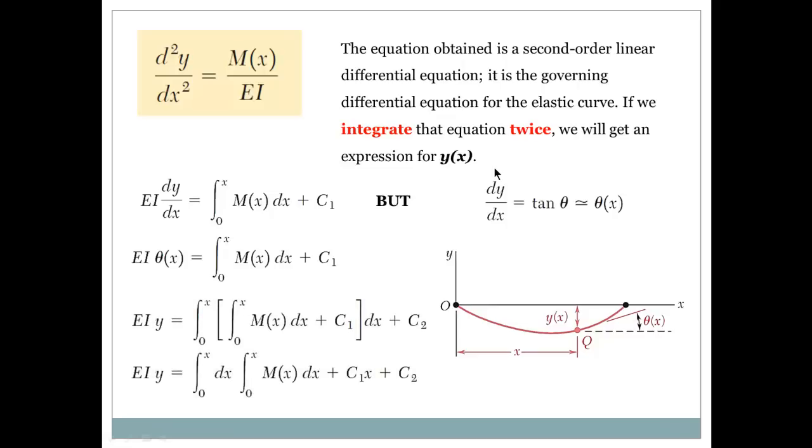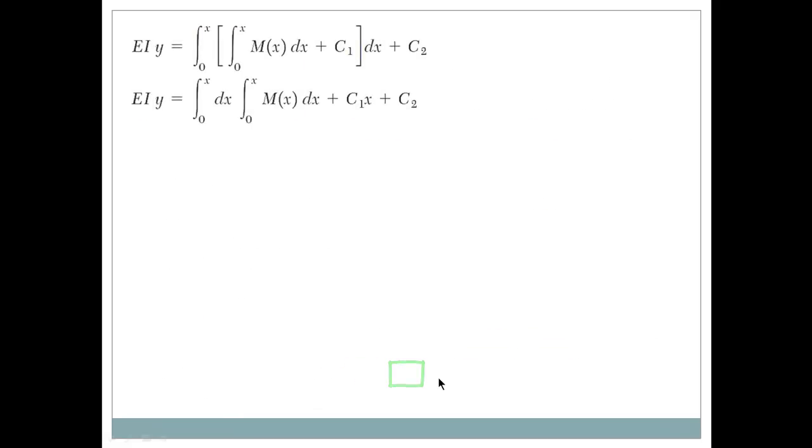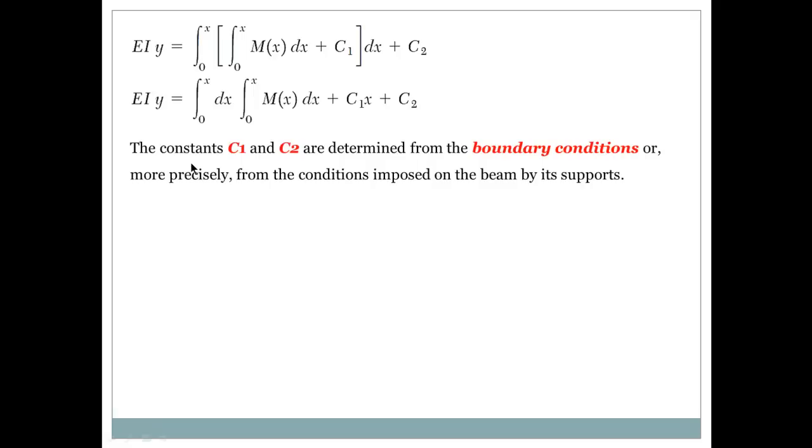Remember, I'm going to integrate twice. So after integrating twice, I'm going to end up having this equation right here. You can see we have a C1 and C2 now. Okay, now our job is to find the C1 and C2 values. For now, the constants C1 and C2 are determined from boundary conditions, or more precisely from conditions imposed on the beam by its supports. How so?